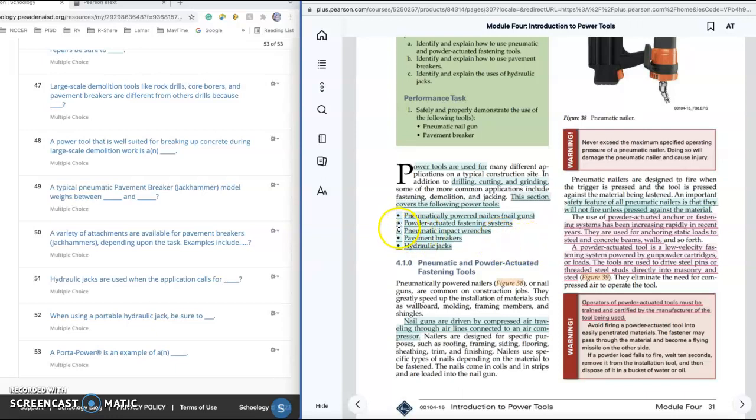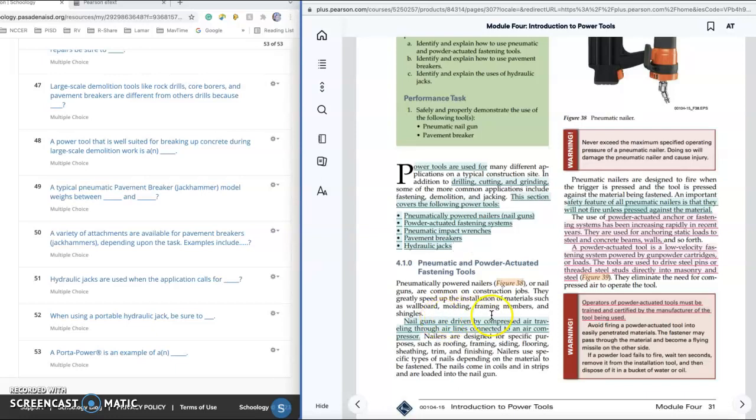More specifically, we're going to talk about pneumatic, which is air operated, pneumatically powered nailers, nail guns, and powder actuated fastening systems. Powder is gunpowder. They actually have little bullets in them that fire a nail or a bolt into concrete or steel. Pneumatic impact wrenches, those are wrenches that use air power. Pavement breakers, those are typically air powered, but sometimes electric jackhammers with different types of tips on them. And then there's hydraulic jacks, and those can actually be powered by air over hydraulics. So let's start off talking about nail guns.